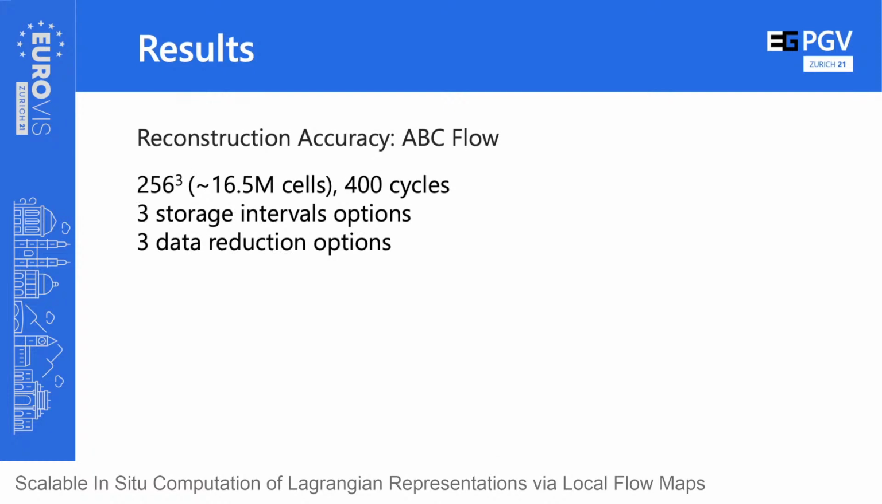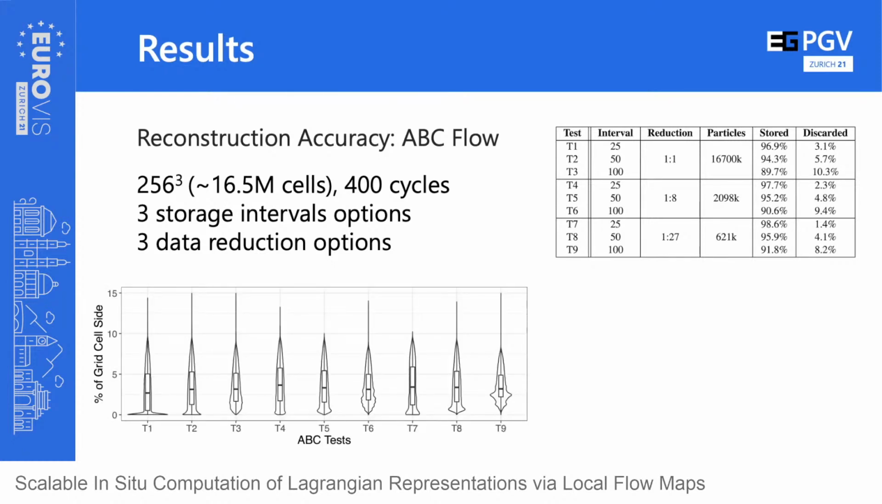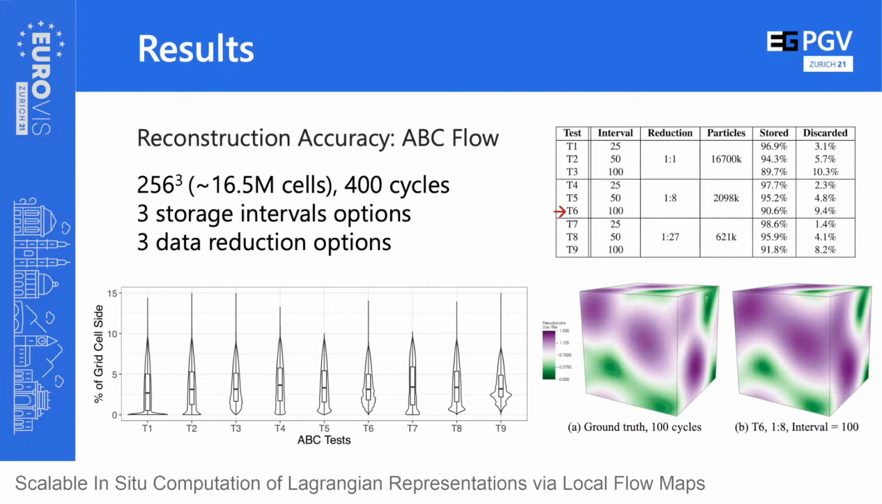For the ABC dataset, we used a 256 cube grid over 400 cycles and considered 3 options for storage interval and data reduction. The details of these tests are available in this table. As expected, we can see that as the storage interval increases, the number of particles discarded increases as well. The violin plot for reconstruction error for these tests showed the increase in error as the number of particles used to sample the domain decreases and the storage interval increases. That said, most particles are reconstructed fairly accurately and are within a grid cell side of the ground truth.